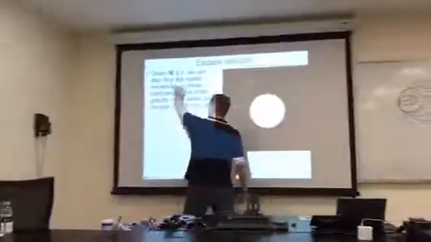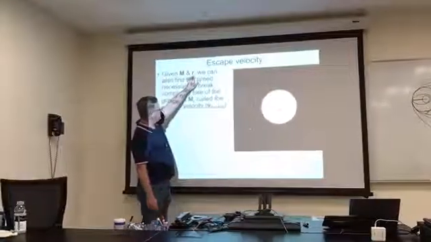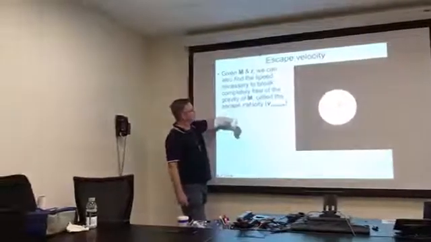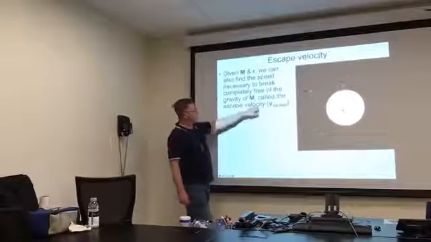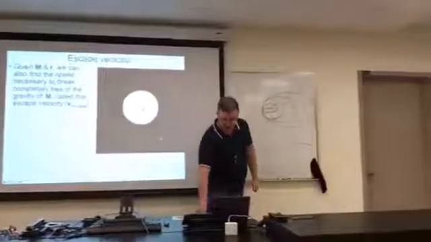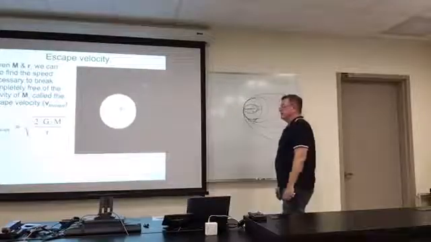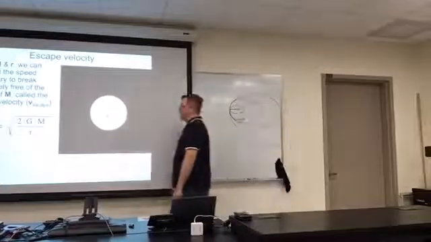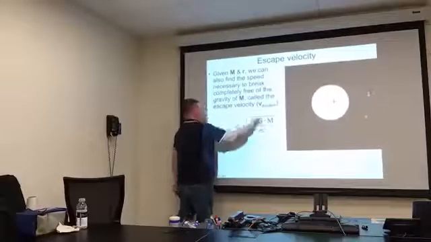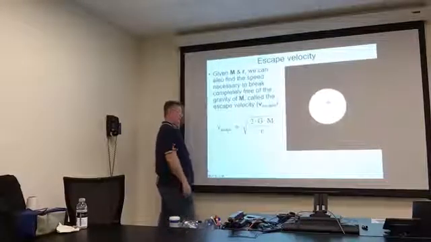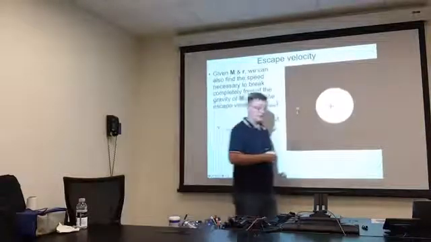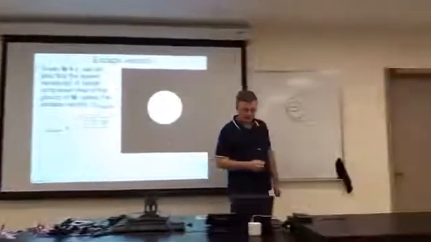And so given a large mass, capital M, and a starting distance r, we can find the speed necessary to completely break free of the gravity of M, and we call this the escape speed, the escape velocity. And the equation is quite simple, surprisingly simple. It's the circular velocity with a 2 stuck inside the square root. So it is square root of 2 larger than the circular velocity of an orbit.